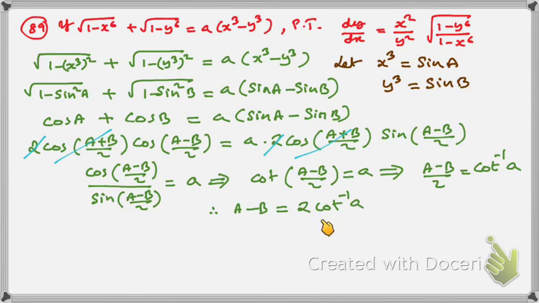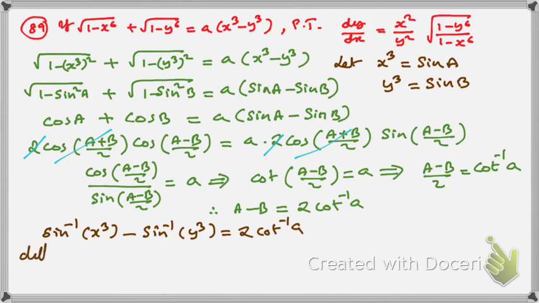So that's what we have now. I need to replace a and b by their values. What is a going to be? Sine inverse of x cubed, and what is b going to be? Sine inverse of y cubed, from our substitution. So our question is going to be sine inverse of x cubed minus sine inverse of y cubed is equal to 2 cot inverse of a.